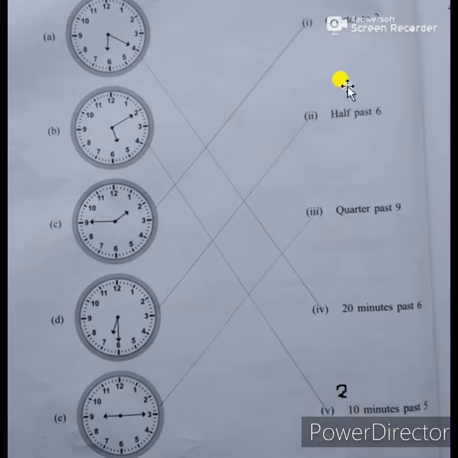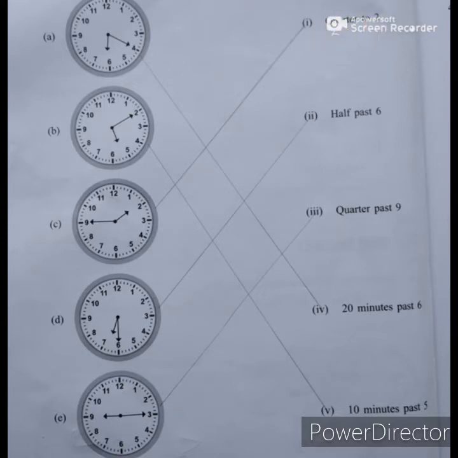Now the third question, number 3, the third clock. Clock C is showing the hour hand away from 1 o'clock and the minute hand at 9. That means 1:45, or otherwise we can say quarter to 2. Quarter to 2 means 15 minutes to 2 o'clock. That answer is showing in the first option on the right side. So that also I have matched.